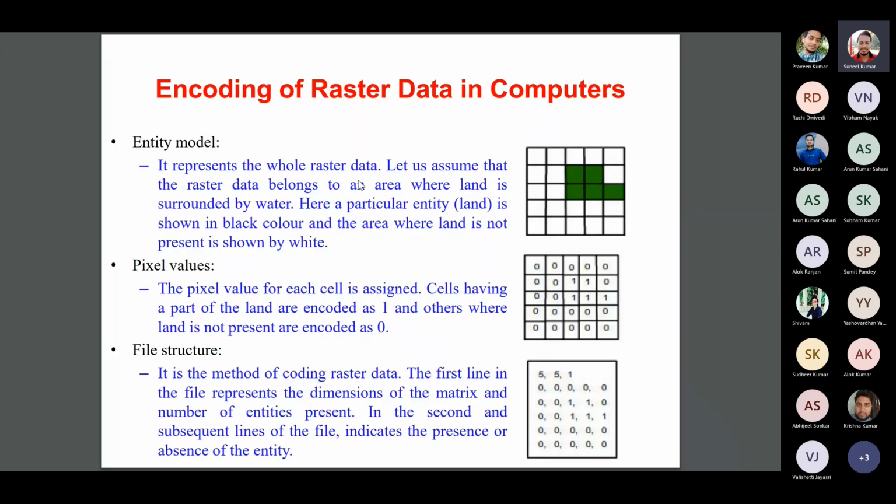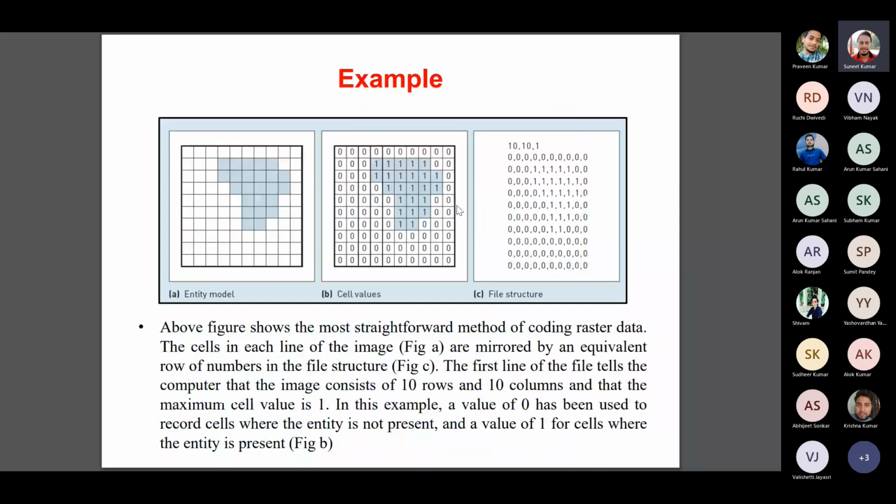We have already discussed this in the previous session. There are three steps: entity model, cell values or pixel values, and then a data structure like this. Another example which was given was this one. First we create an entity model, then assign the cell values, then give the file structure. The first line is important because it tells you the number of rows, number of columns, and number of entities. From the second line onwards, all the lines give the cell values.